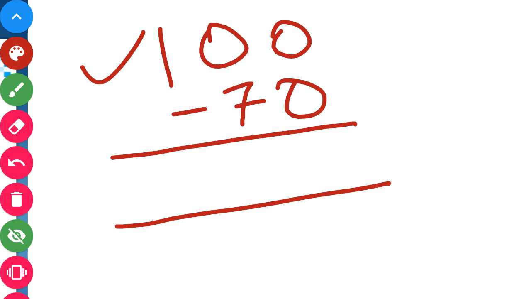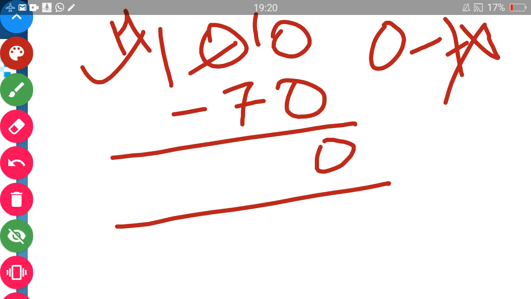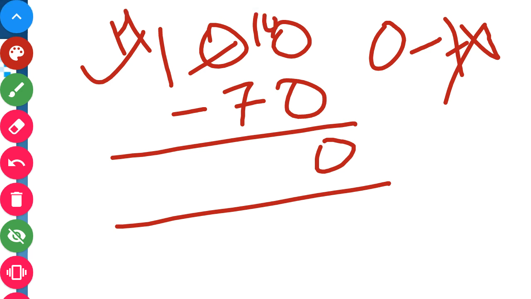Now 100 minus 70. At ones place we are having 0 at both the places, so 0 minus 0 will give us 0. Now at tens place we are having 0, and we cannot subtract 7 from 0, because 7 is greater than 0. So this 0 will go to the hundreds place and ask for a borrow. Now this 0 will become 10.